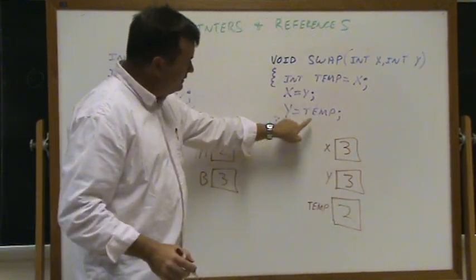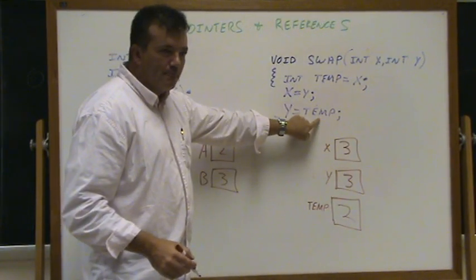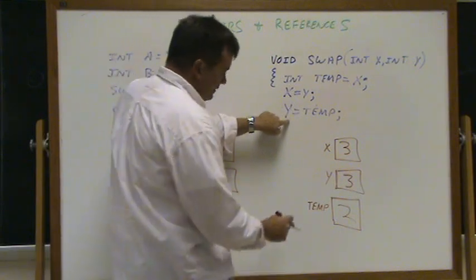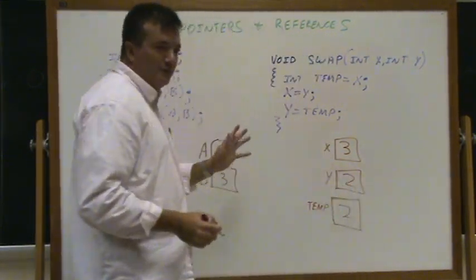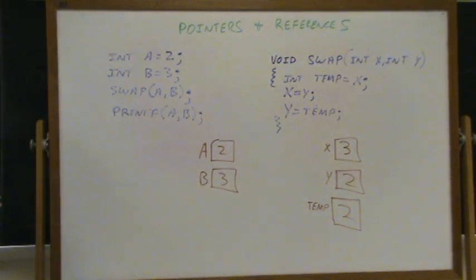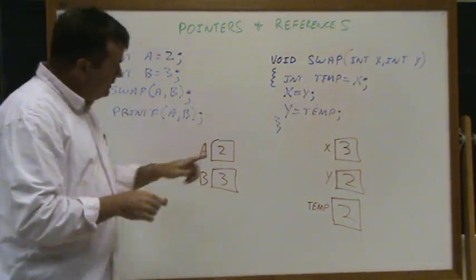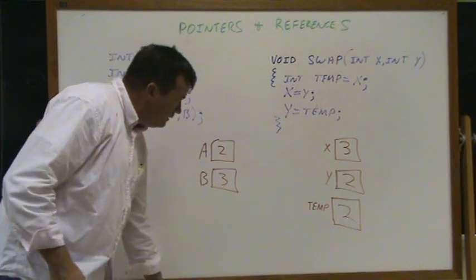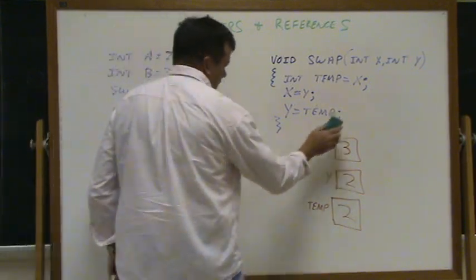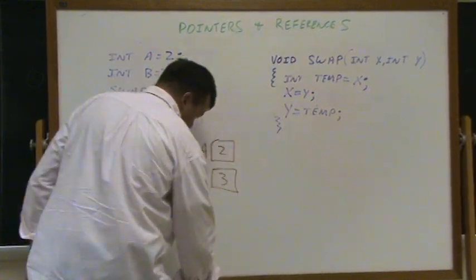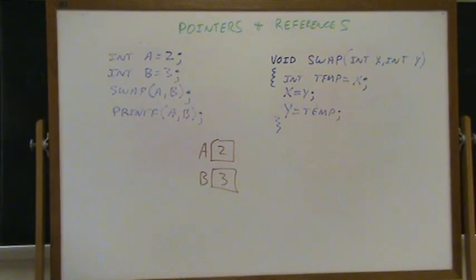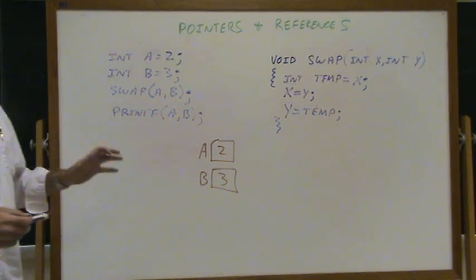Then we take the contents of temp and write it into Y. Right? Looks like the swap's working so far, right? And then we hit the close paren, and what does that do? Does this. And we're done. Right? Is that what we wanted?